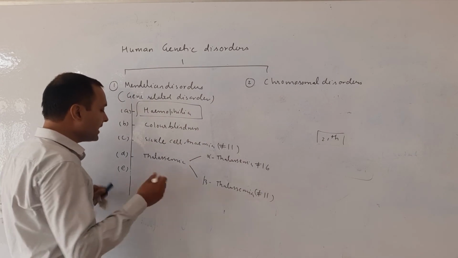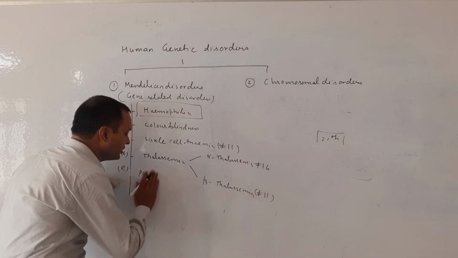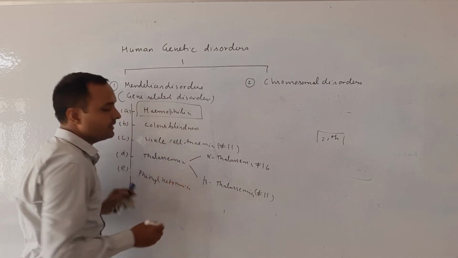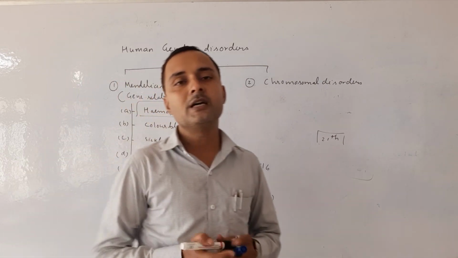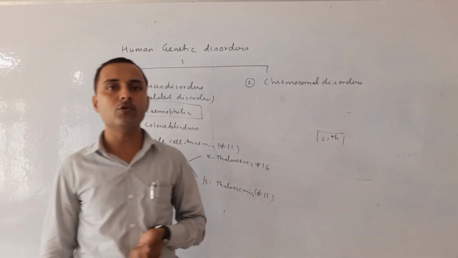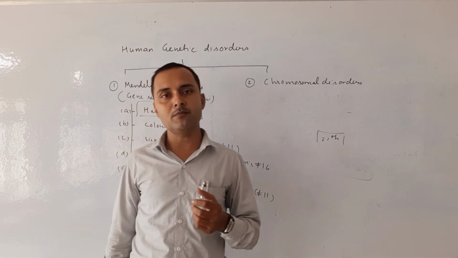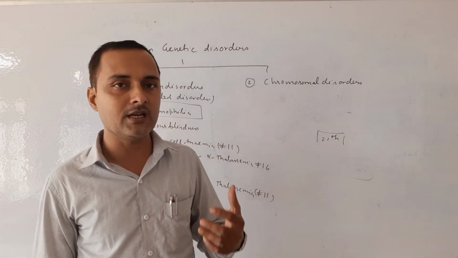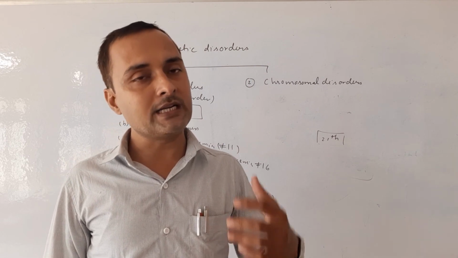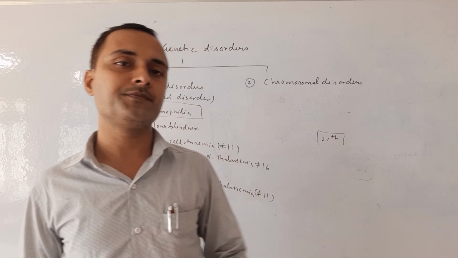And the last one is phenylketonuria. It is an example of pleiotropy. In case of phenylketonuria, the amino acid phenylalanine gets accumulated in absence of the enzyme known as phenylalanine hydroxylase. Due to accumulation of this amino acid, phenylalanine, the kidney is unable to absorb it, and that causes mental retardation, skin pigmentation and reduction of hair.